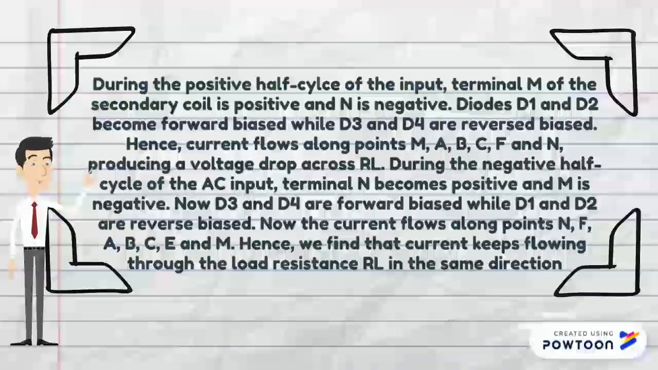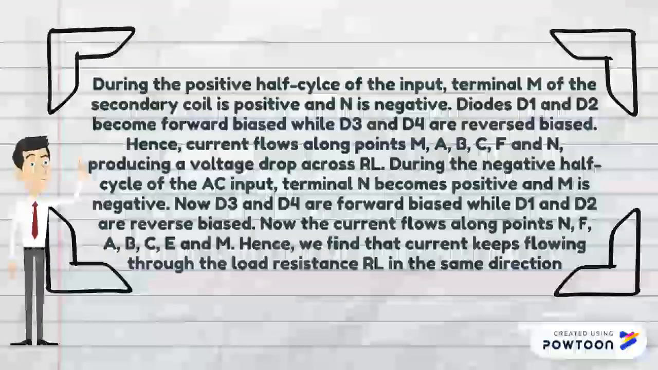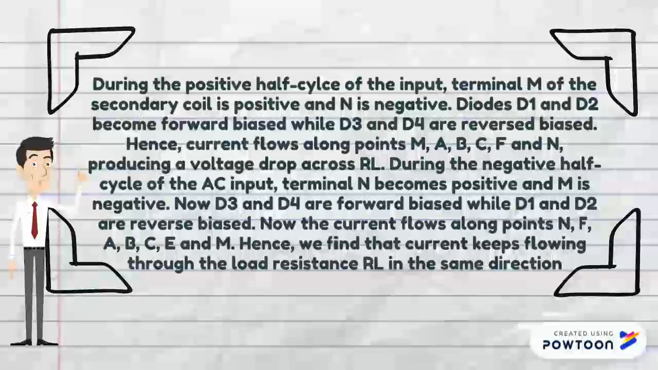During the negative half cycle of the AC input, terminal N becomes positive and M is negative. Now, D3 and D4 are forward biased while D1 and D2 are reverse biased. Now the current flows along points N, F, A, B, C, E, and M ends. We find that currents keep flowing through the load resistance RL in the same direction.